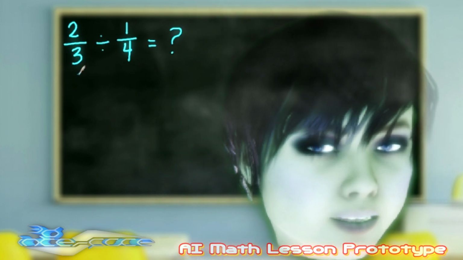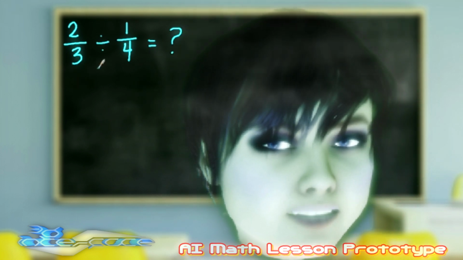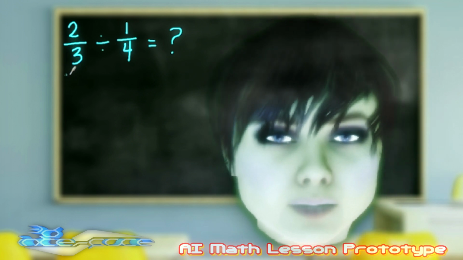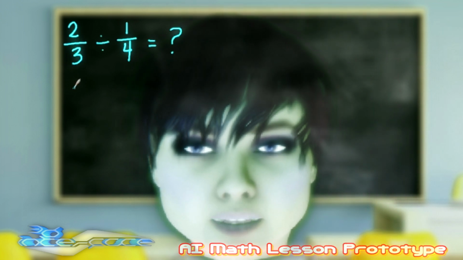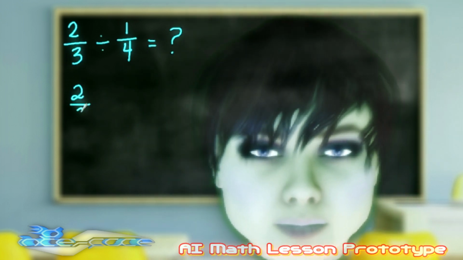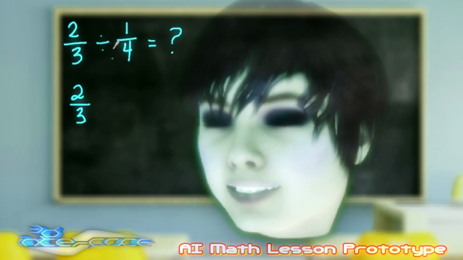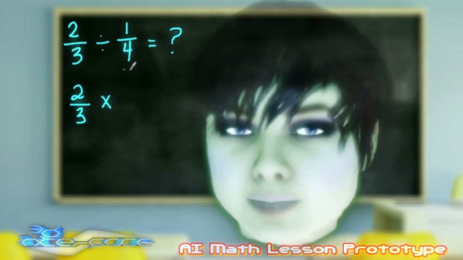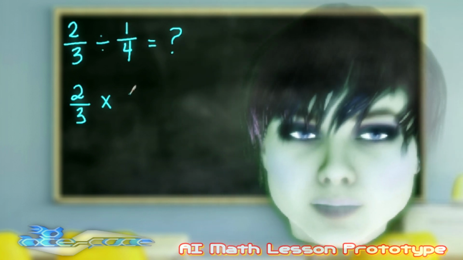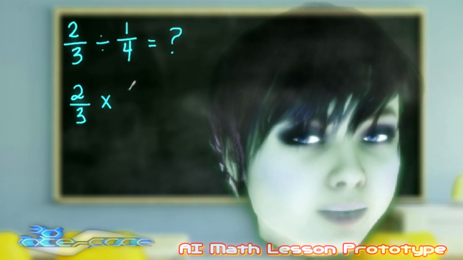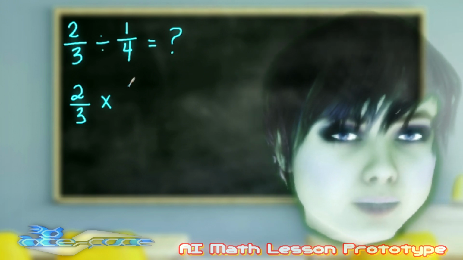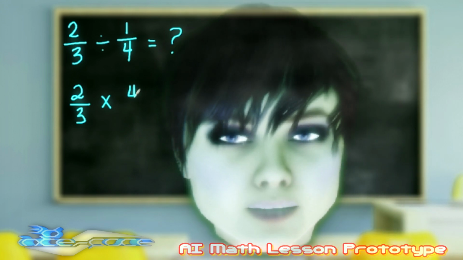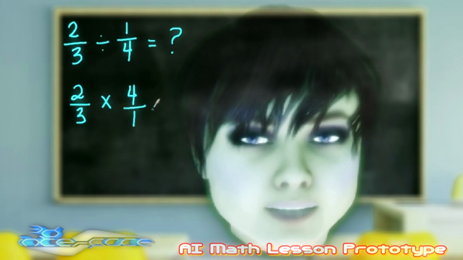The first number stays the same, so I'm going to write 2/3. Now, instead of division, we're going to write multiplication. And then we don't multiply by 1/4, we actually multiply by its reciprocal, or its multiplicative inverse, which would be the denominator on top and the numerator on the bottom. Once we have that, we can multiply straight across.